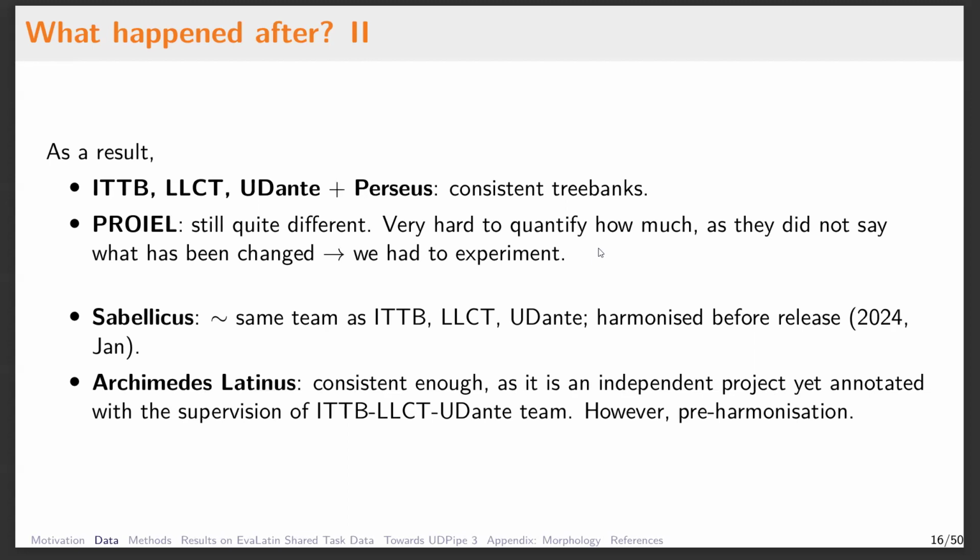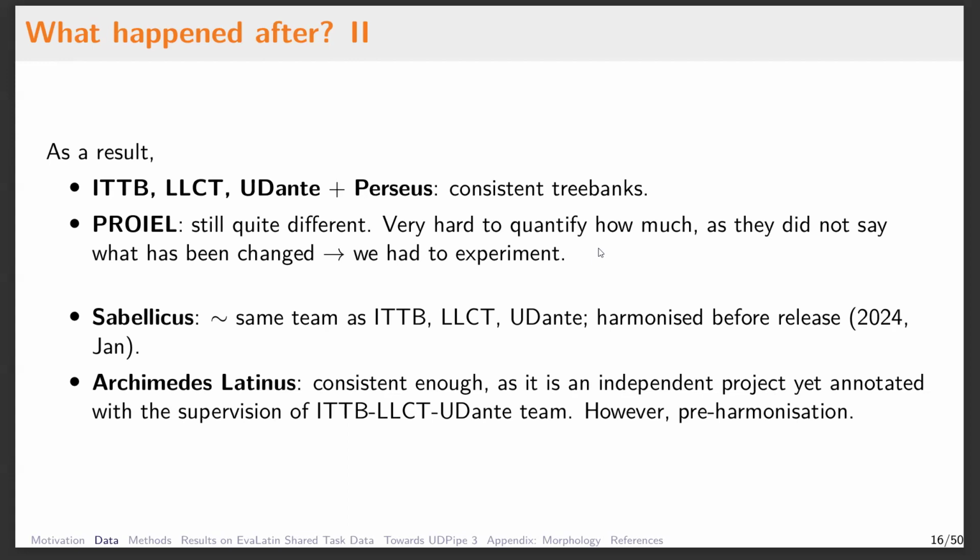This harmonization thing really matters because the shared task was organized by the same people behind ITTB, LLCT, and Udante. So we expected test data to be more or less annotated in the same style of those treebanks. And what about the small treebanks? Sabellicus, once again annotated and maintained by the same team, was already consistent enough, but was even harmonized again before being released 2 months ago.